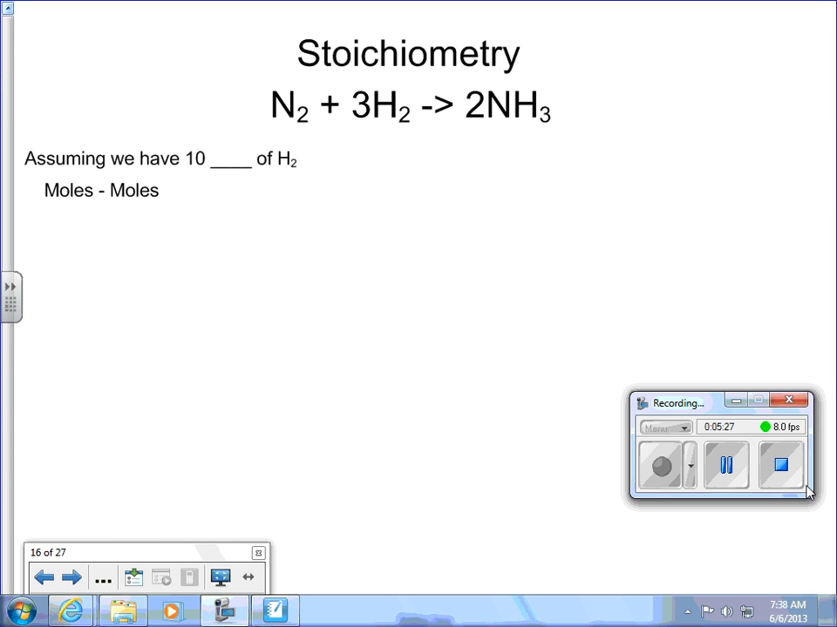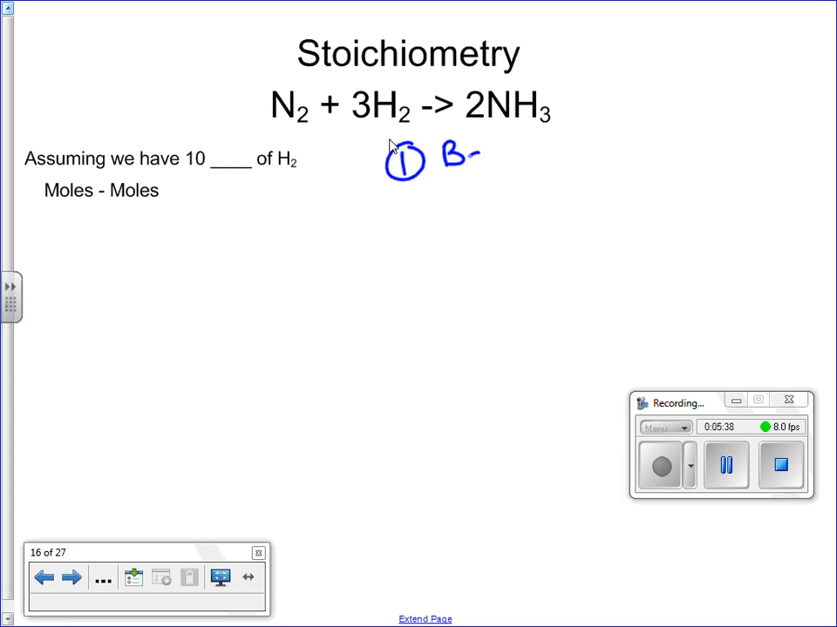Okay, sorry. Moles to moles. So that's just changing your recipe, okay? So for this case, make sure you have a balanced equation first and foremost. Your equation must be balanced. This is like making cookies.